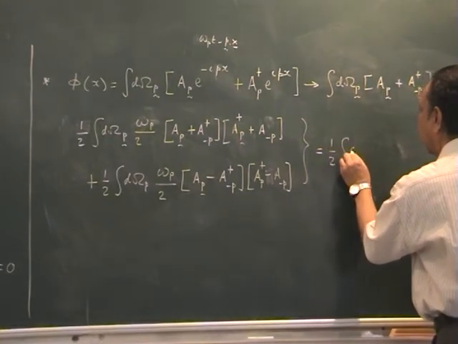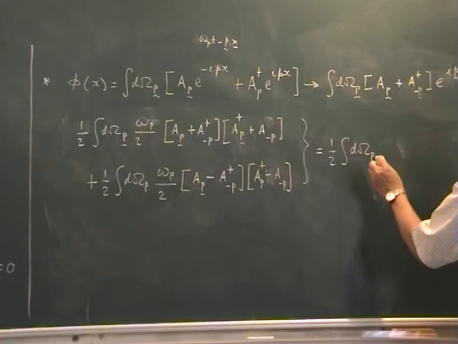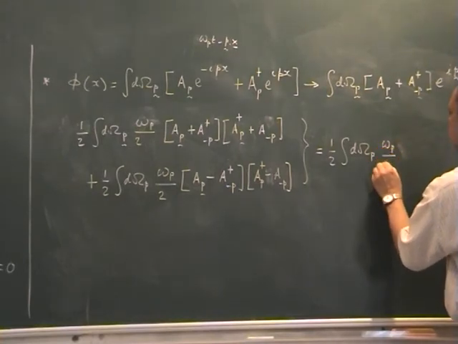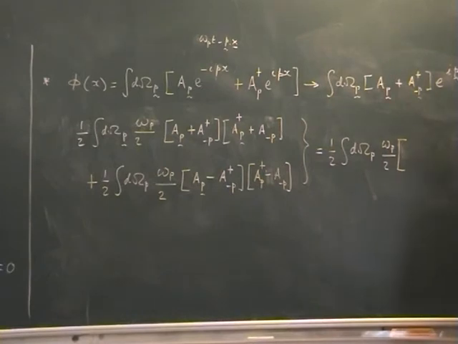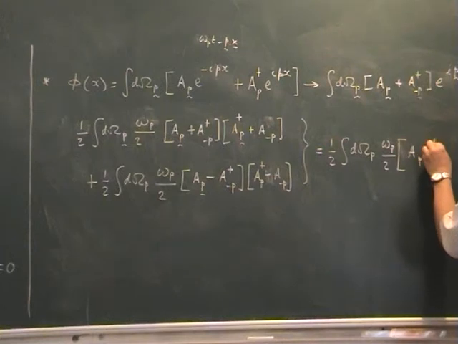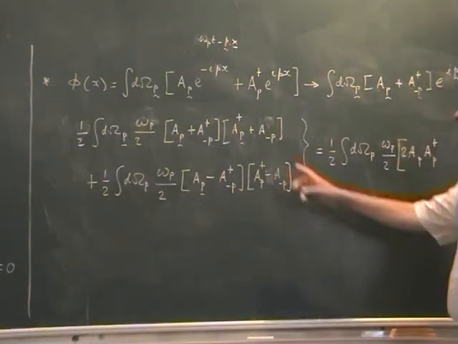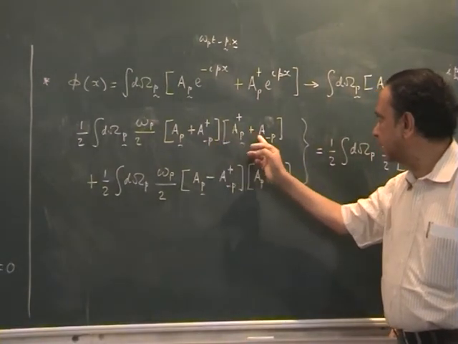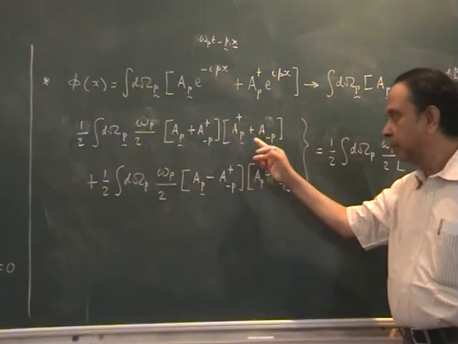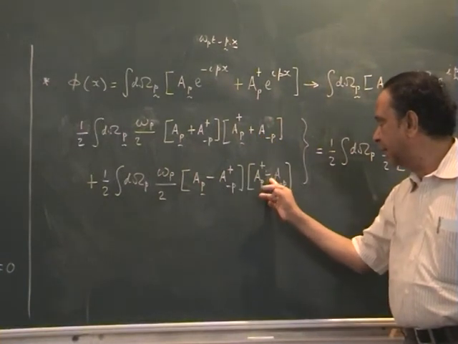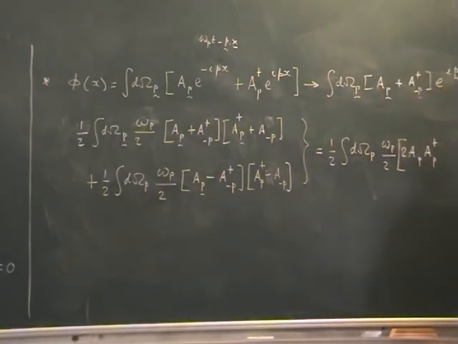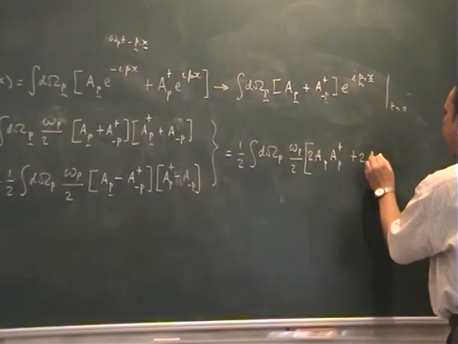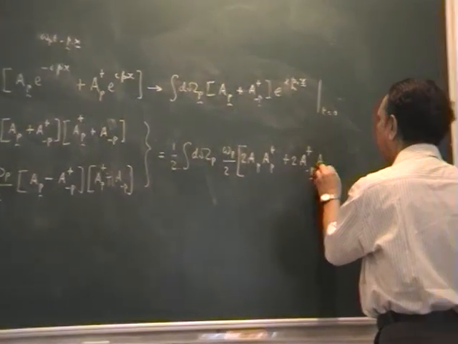So integral d omega p by 2, there is an AP dagger. There are two of them, one from this and one from this. Similarly, there is a minus P dagger and an AP, and an A minus P dagger and an AP. This has minus sign, so they come with the same sign. So plus 2 times A minus P dagger, A minus P.